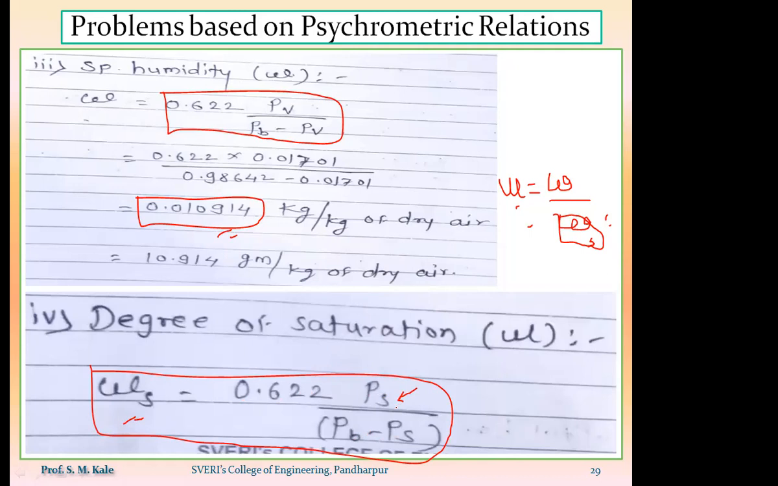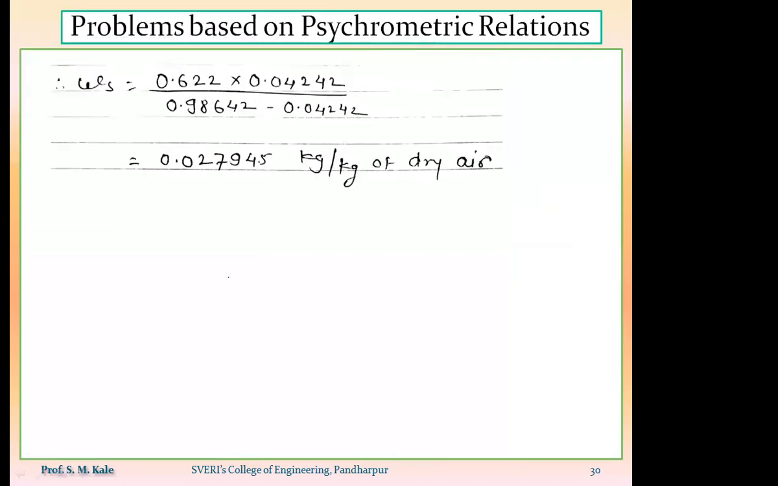PS we have already calculated. PS ची value आपल्याला माहित आहे. PB already we have calculated. So after putting those values, so 0.622, this is the value of PS, PB minus PS. So I will get the value of WS.